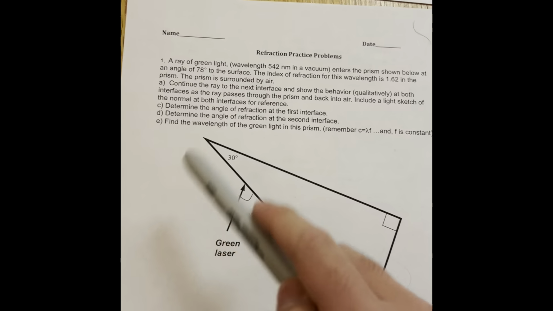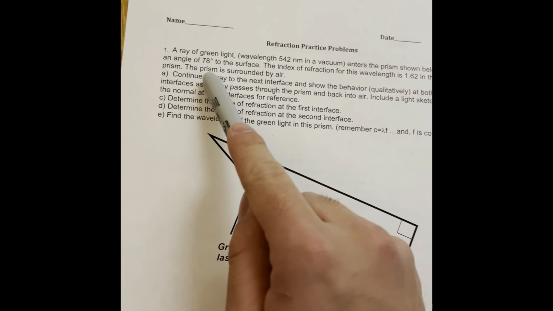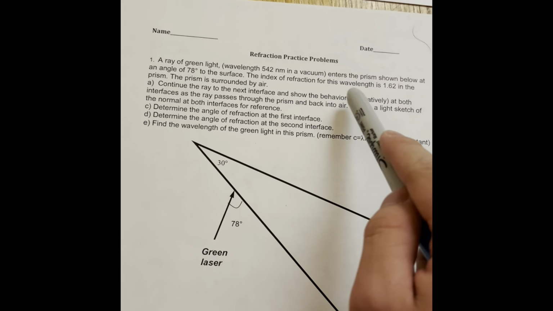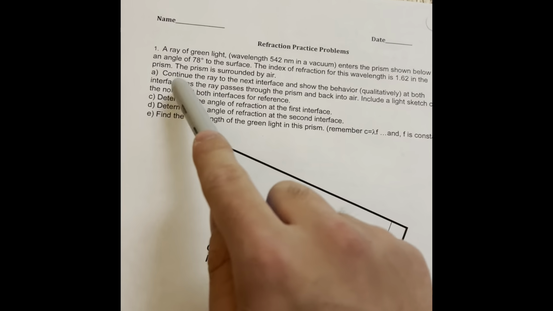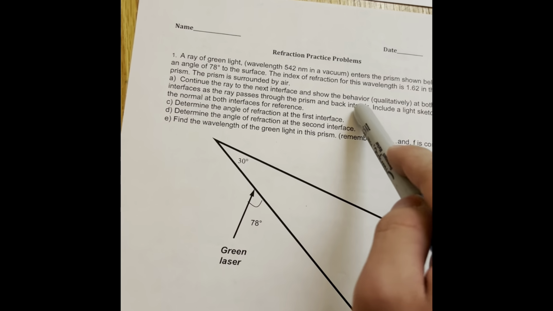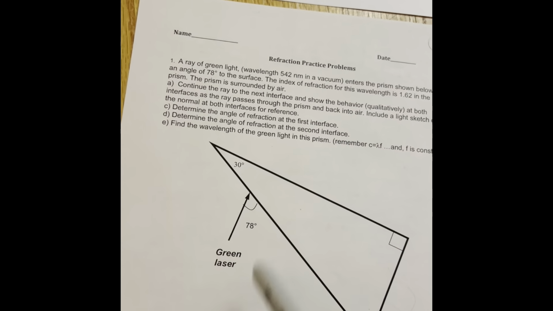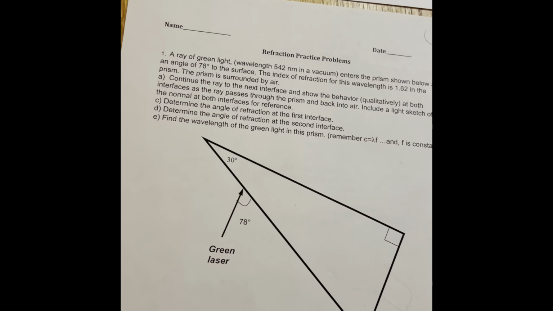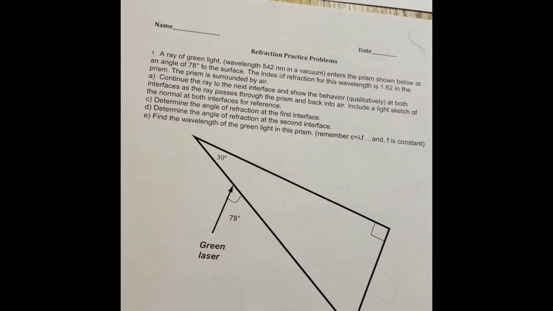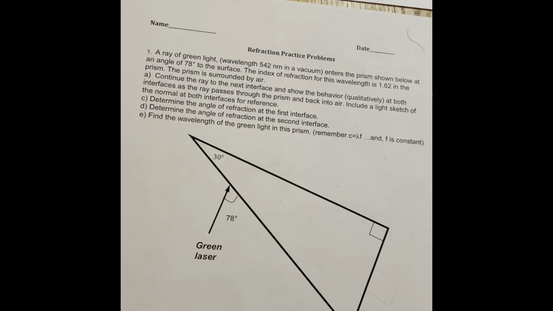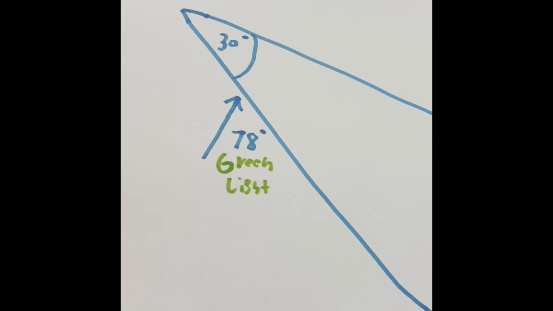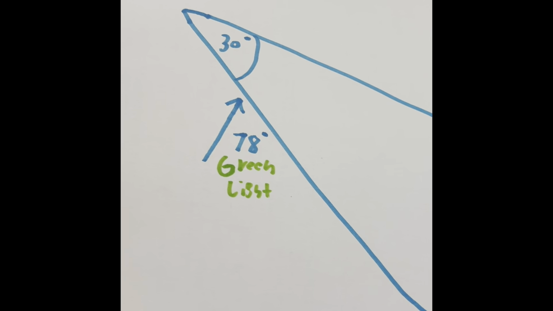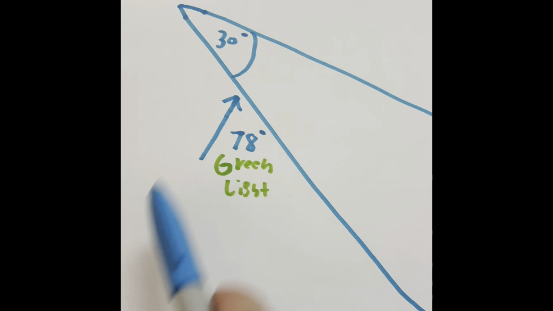Now, what we have to try and do is find the ray in the next interface in the prism, determine the angle of refraction inside the first interface, and determine the angle of refraction in the second interface. So let's see what we can do. So we have 78 degrees going green light in that direction.